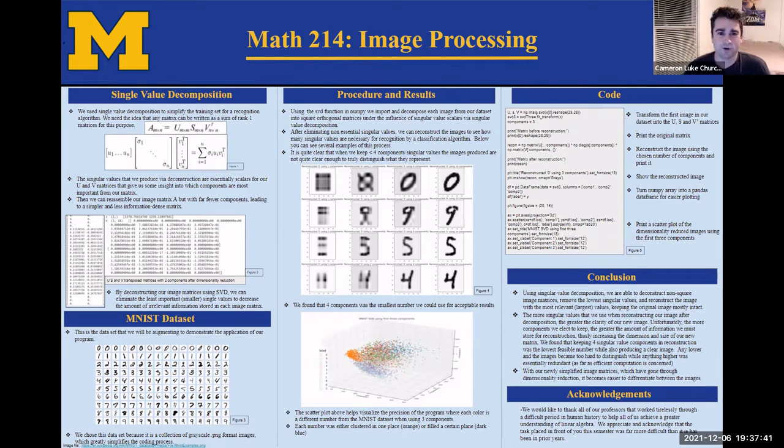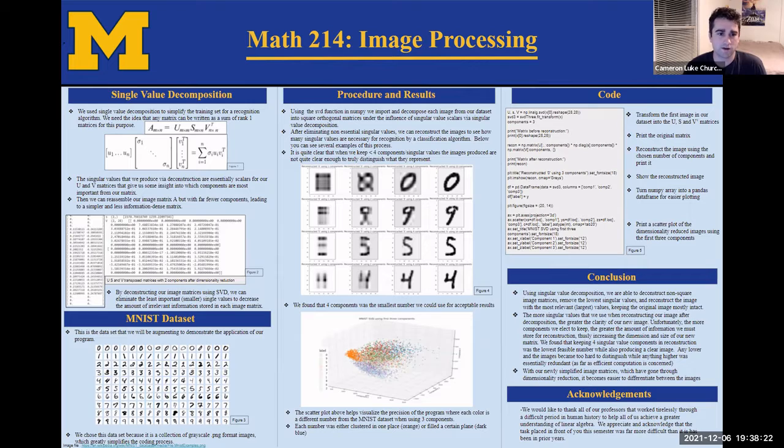Hi there. We're going to present today our final project for Math 214. It's going to be on image processing. So the goal of our project was to take digital images that are represented by matrices and decompose them using singular value decomposition, and then augment the eigenbasis of those images to essentially reduce their dimension and prepare them for more computationally heavy algorithms.